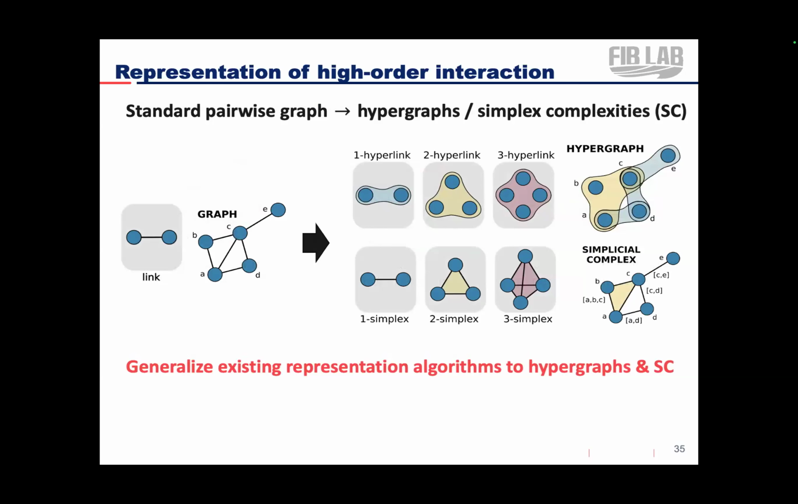Let's clarify the difference. A regular graph has one type of link, a pairwise edge. But a hypergraph can have two or more nodes per link. For example, a hyperedge connecting nodes A, B, and C. And a simplicial complex goes further with 1-complex, 2-complex, etc. These structures better represent real systems, but they are harder to model. The goal is to adapt machine learning to understand these complex topologies, not just simple edges.